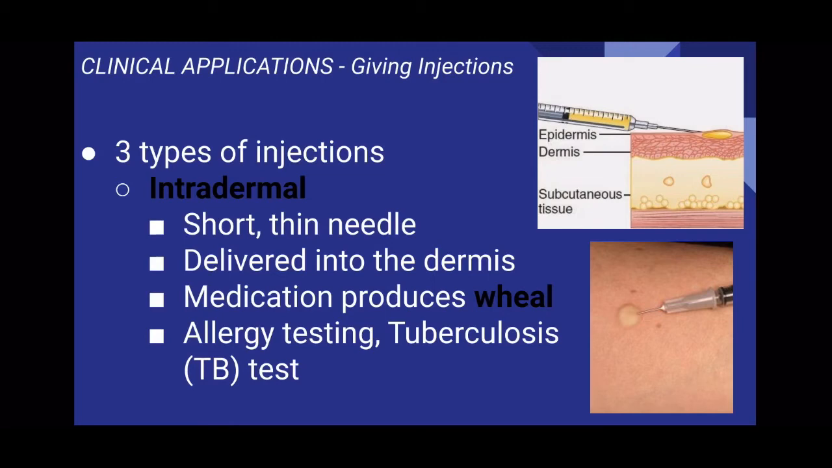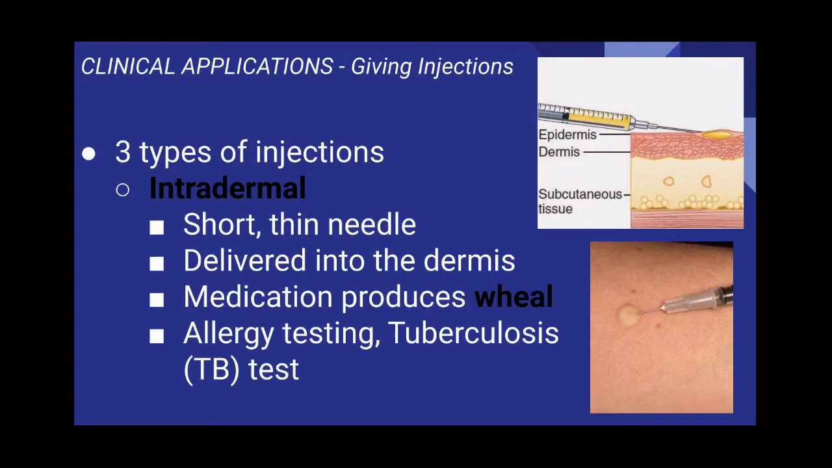The suffix al means pertaining to. The prefix intra means within, and the root derm means skin. So intradermal means pertaining to within the dermis, or just within the dermis. Once the needle is within the dermis, the medication is injected, and you get what kind of looks like a blister, but is called a wheal.